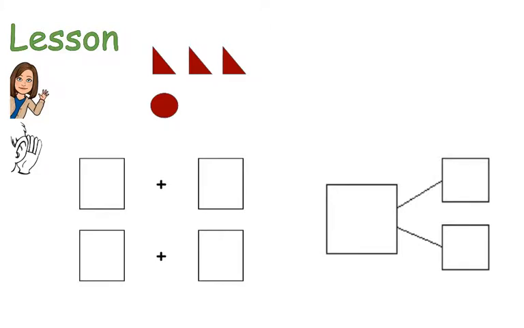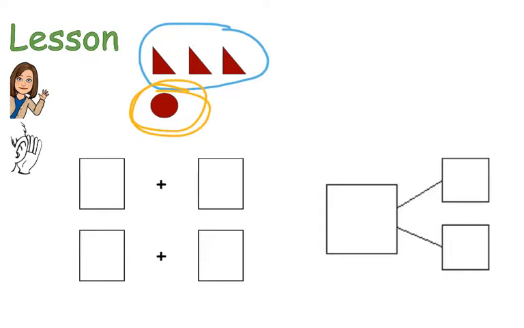All right, so this is another example. This is not in your workbook yet. So what I'm going to do is I'm going to make my 2 groups. Do you see how there are 3 triangles here? And 1 circle? Those are going to be my parts.